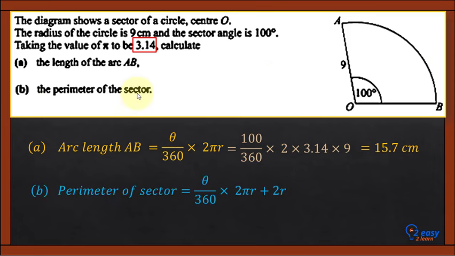Part B, the perimeter of sector. You must know the formula of perimeter of sector: length of arc plus 2 times radius. So theta over 360 times 2 pi r plus 2r. Length of arc is already calculated in part A, so we will not calculate it again. We will use this value. So length of arc is 15.7 plus 2 times 9, 2r, radius is 9, 2 times 9 is 18. So 15.7 plus 18 is equal to 33.7. So perimeter of sector is 33.7 centimeters.